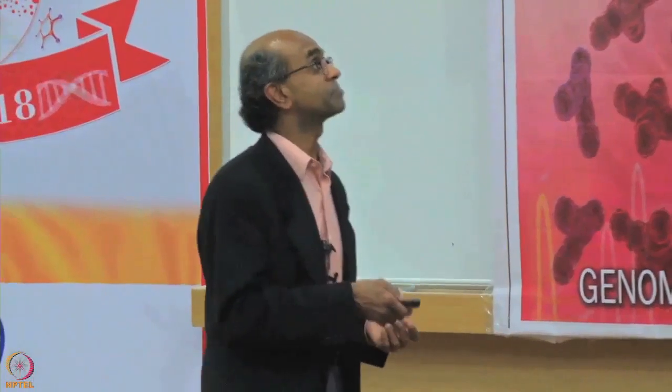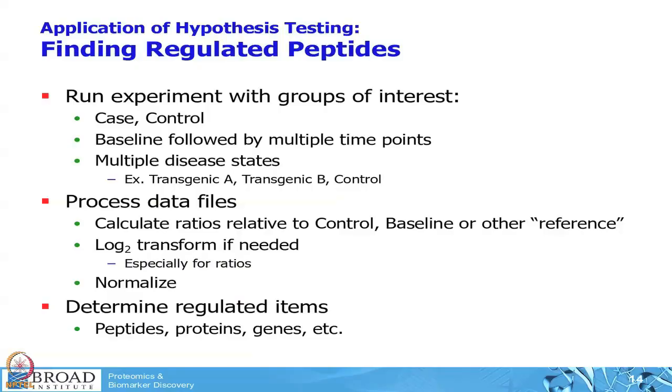Like I've been mentioning, finding up or down regulated peptides is one of the applications of hypothesis testing. I think we have looked at all these. Basically, the main thing here is you need to log transform data so it has a reasonable distribution. And you can apply this to proteins, peptides, genes, anything you're interested in.